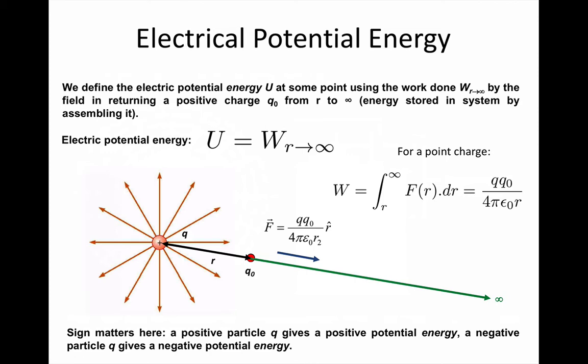Now if r is infinity, then F is 0. So if we let the test charge go, it wouldn't move if it was already out at infinity, and that means it has 0 potential energy at infinity. But what is the electrical potential energy at the point r? It will be the work done by the Coulomb electrostatic force to push the particle back out to where the potential energy is 0, which is at infinity. To find the work done, we'll follow the working on a tablet.